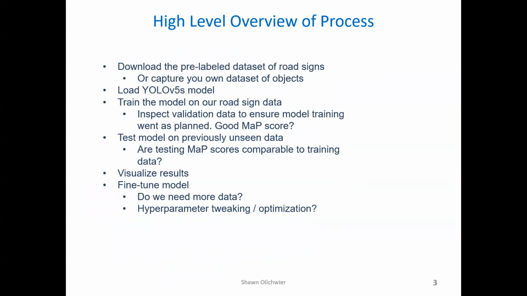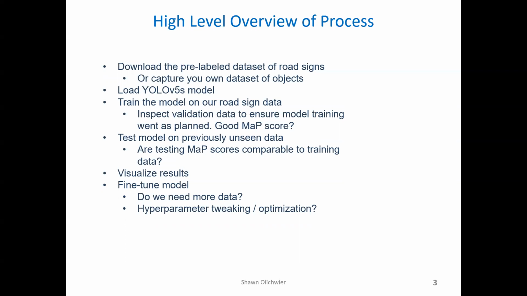So a high-level overview of the process that I put together, and we'll get to that at the end of this PowerPoint presentation as we jump into the code a little bit, is really to download the pre-labeled data set, right? And that's going to be of those road signs, of those videos and those images, along with their attached coordinates and height and width measurements for the bounding boxes. We're going to load those into our YOLO V5S model. That's a small model that we'll be using.